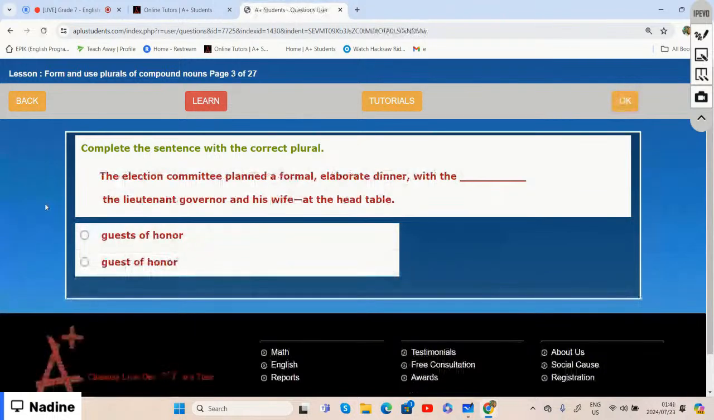The election committee planned a formal, elaborate dinner. Do we say with the guests of honor or just with the guest of honor, the lieutenant governor and his wife at the head table? So is it guests of honor with an S or guest of honor? Option one or option two?